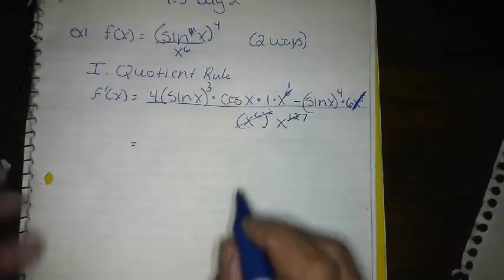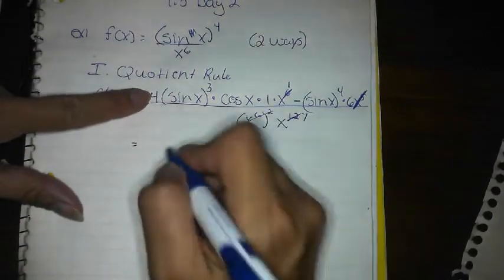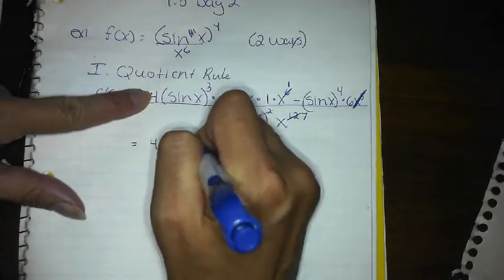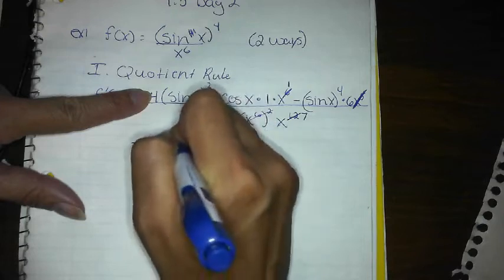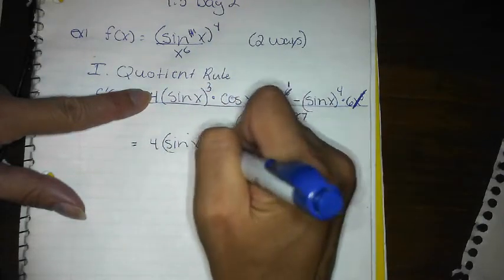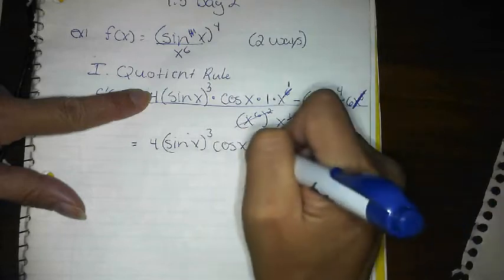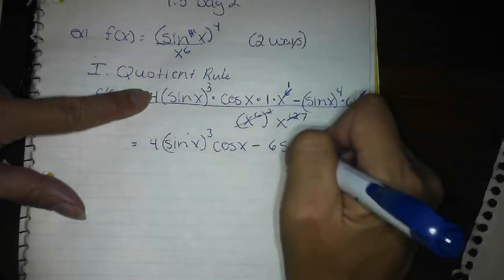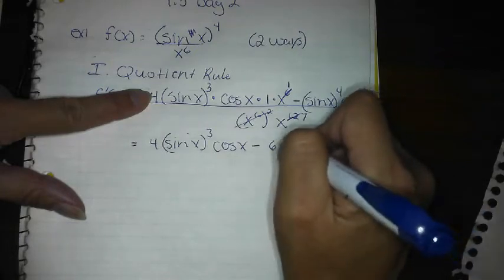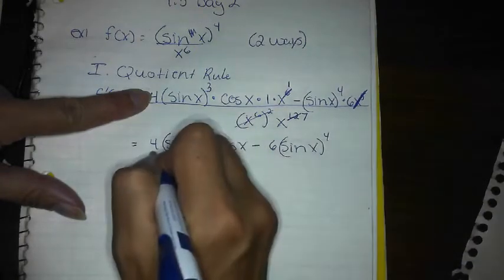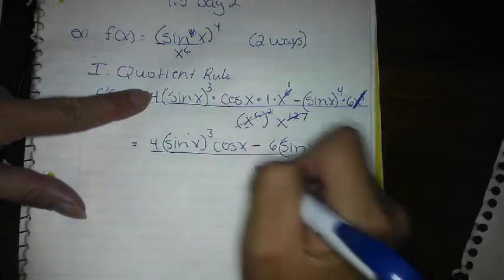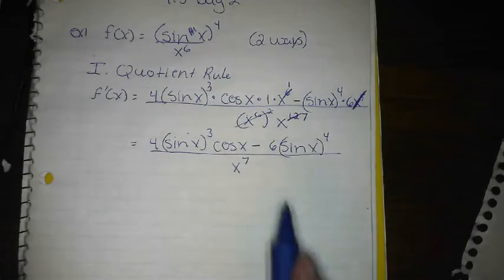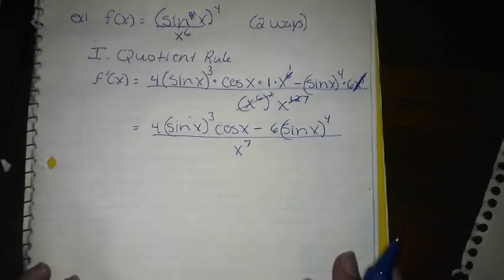So we've got 4 sine cubed x cosine x, minus the 6 floats to the front, sine x to the 4th, over x to the 7th. And again, we could basket factor the top, but the author does not do it.